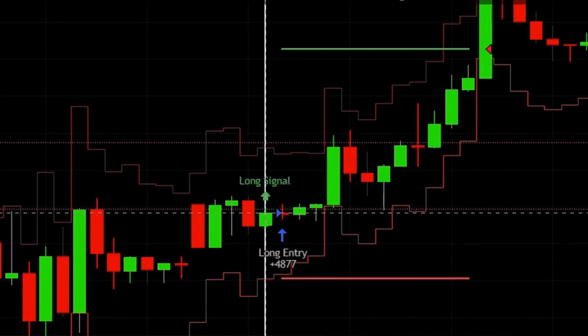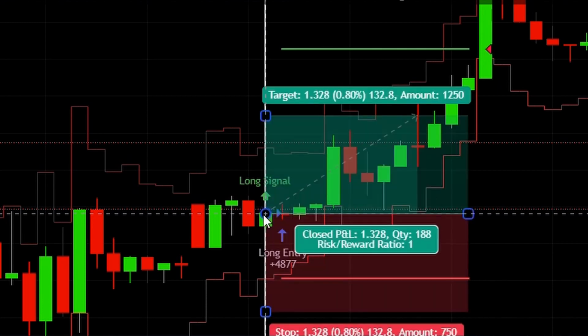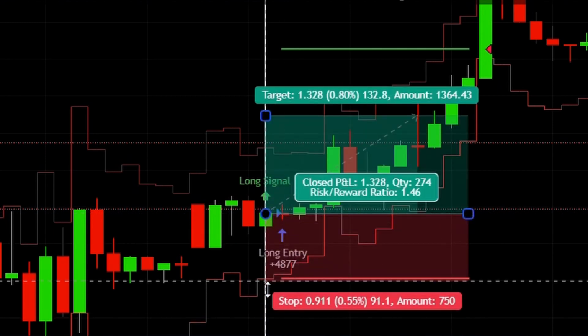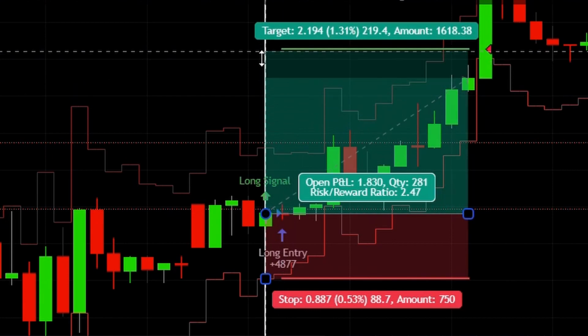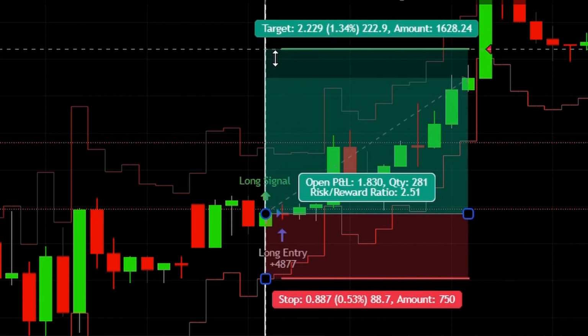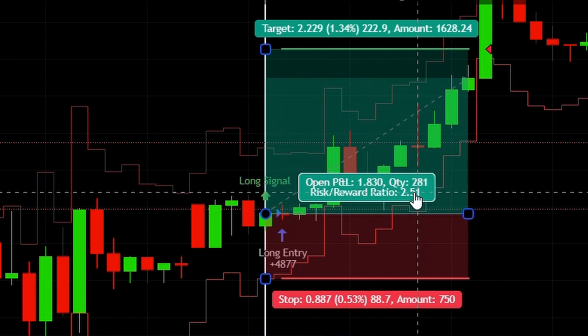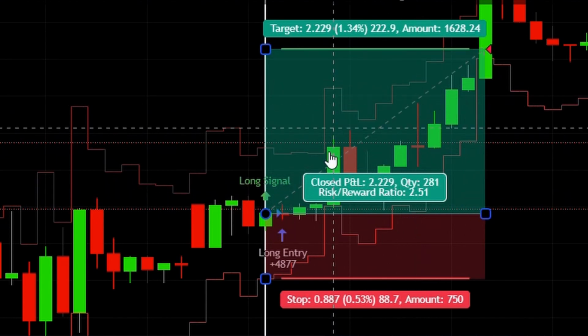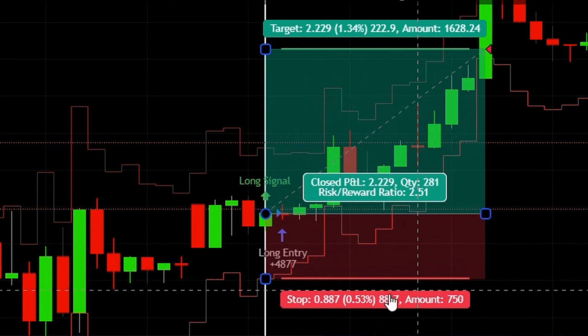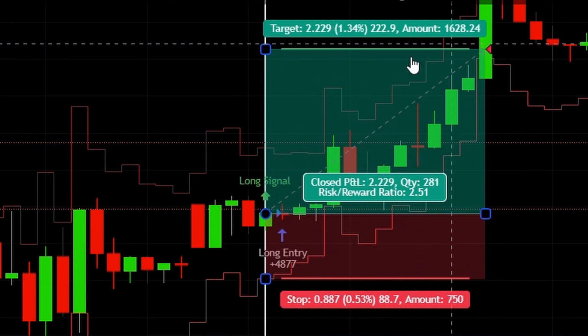Entry level will be at the close of the signal candle or at the open of the next candle. Stop loss will go to this red ATR line, and the take profit will be a 1 to 2.5 risk to reward ratio. You can see that right here. But there is one more extra rule which you have to keep in mind. We are either going to exit the position once the stop loss gets hit or the take profit gets hit.